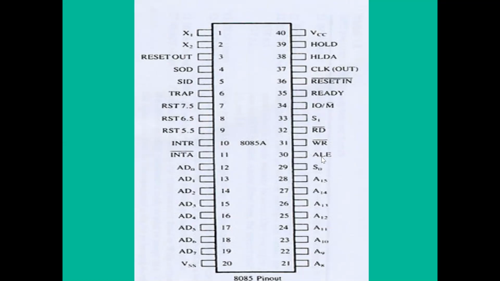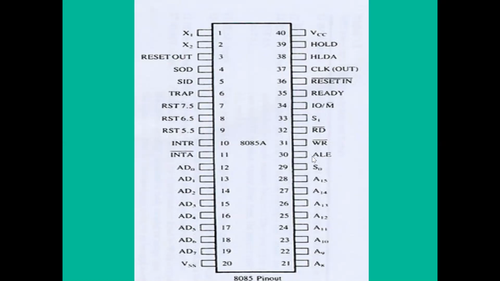So when the latch circuit is enabled inside this IC, only the address can be transferred, no data. When the latch is disabled, data will be transferred, just the opposite. The full form of ALE is address latch enable. When the latch circuit is enabled, address will be transferred; when it is disabled, data will be transferred. Clear?